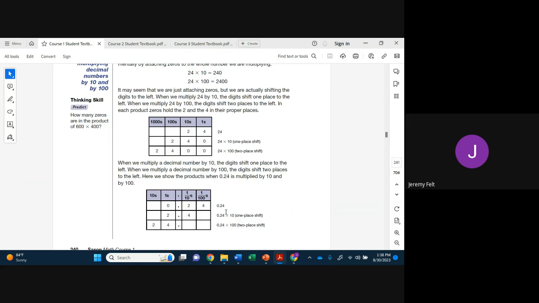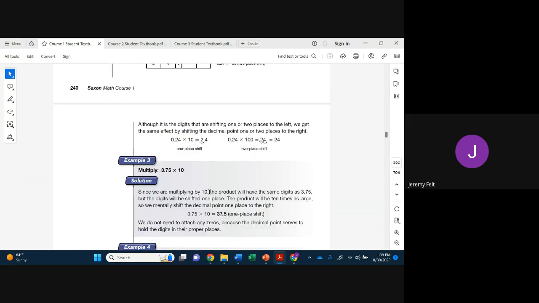So if I have 0.24 times 10, I move it 1 place to the right. Okay? 0.24 times 100, well, there's 2 zeros, so I move it 2 places to the right. This will be really nice when we're working with decimals to percents and percents to decimals. It makes it really easy because we're just moving the decimal 2 places to the right or 2 places to the left. So it's a lot easier than working with fractions down the road.